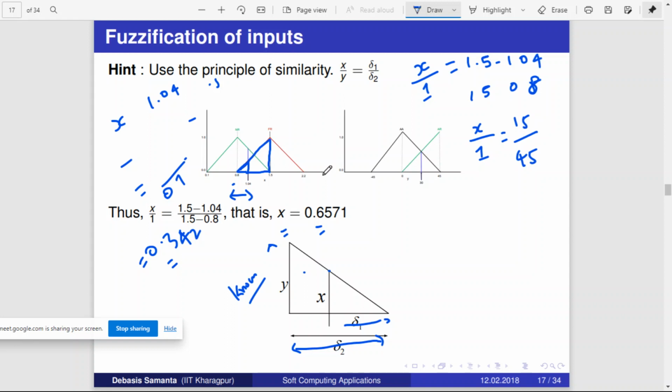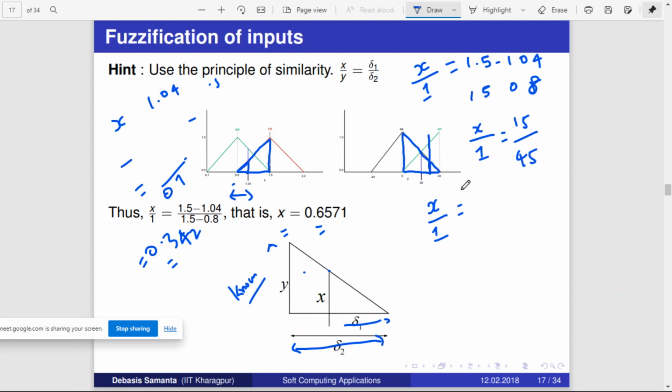Okay, so actually this line will be more than the middle point, so it will be somewhere here. Let us assume here. So this is the smaller triangle and this is the larger one. This is the height we want, so it is x by 1 is equal to, this distance is 30. This is delta 1, right?